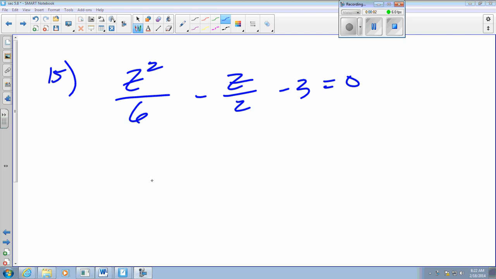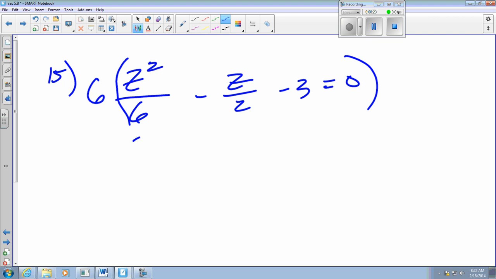Here we are taking a look at 5-8 day 2 questions. Let's start at number 15, the fraction type problems. The first thing that we have to do before we do anything is get rid of the fractions because we really don't like fractions. My common denominator here is going to be 6, so I'm going to multiply the entire equation by 6. 6 divided by 6 is 1.